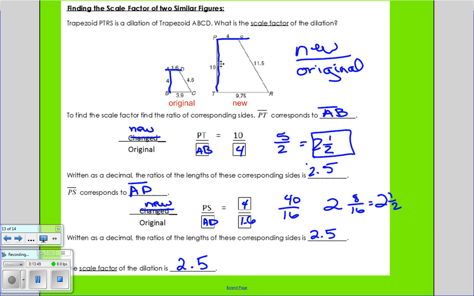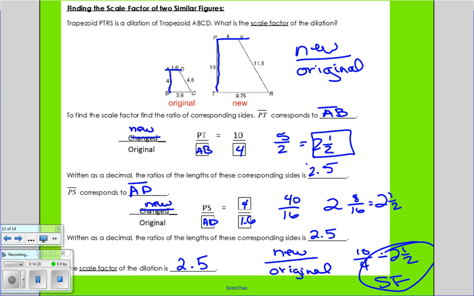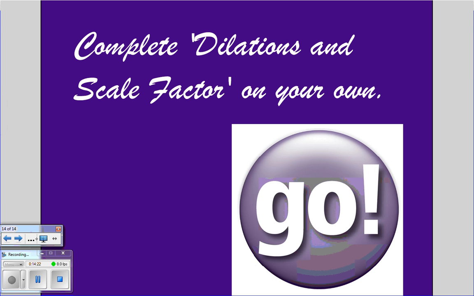So we find our corresponding sides, make them into a fraction, new over original, and reduce it. That's all you do to find scale factor. Remember, new over original: find one side of the new figure, 10, put it over the same corresponding side of the original figure, 4, and reduce your fraction. And that's it. That's scale factor. Now you're going to complete your assignment on dilations and scale factor on your own.